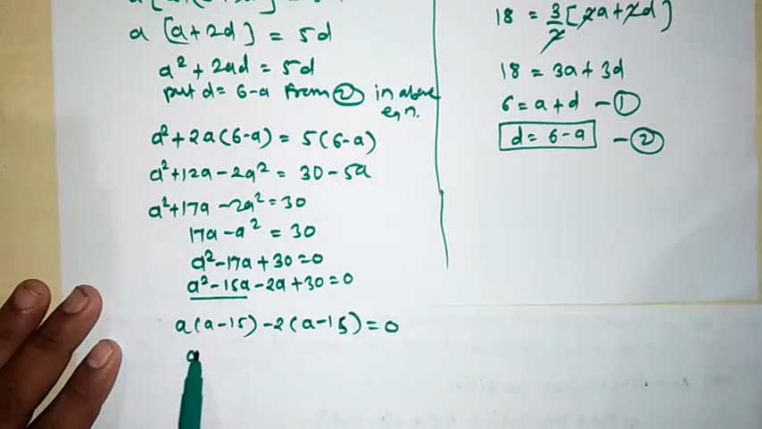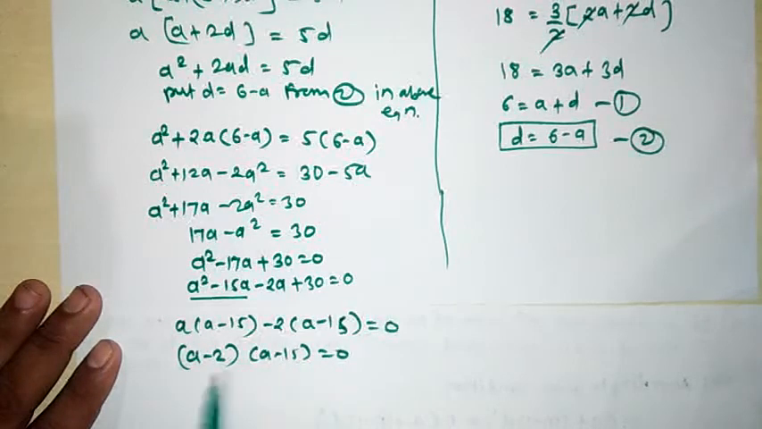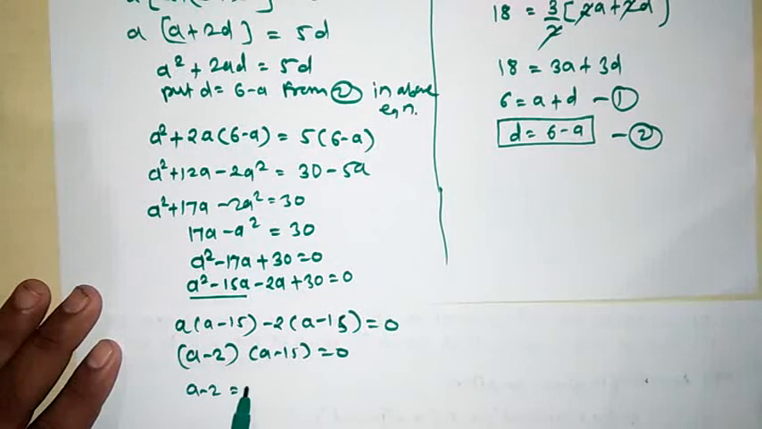Now in one bracket we write a minus 2, and in another bracket a minus 15, equal to 0. Now we equate each bracket to 0. a minus 2 is equal to 0 and a minus 15 is equal to 0. Therefore a is equal to 2 and a is equal to 15 we got here.